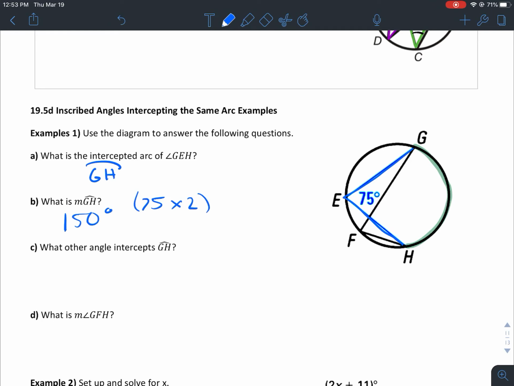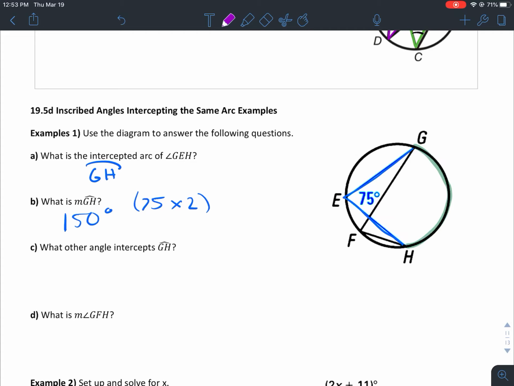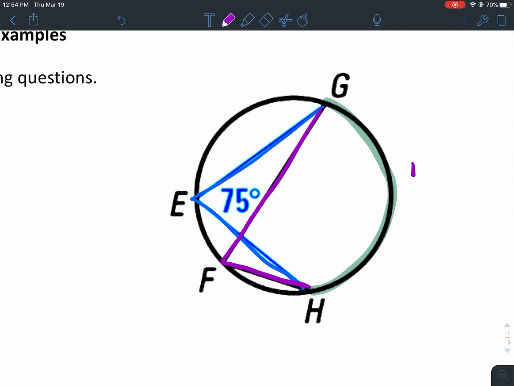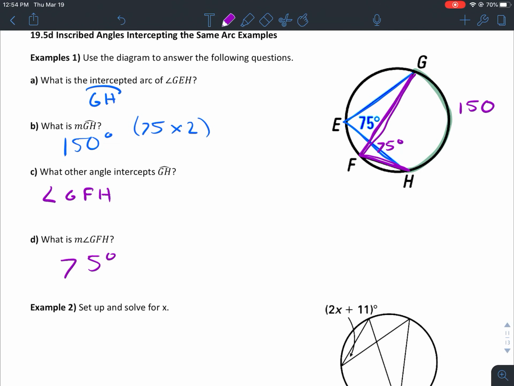Next it says, what other angle intercepts arc GH? So if we're looking here, we actually do have another angle that intercepts this arc. It is going to be GFH. It says, what is the measure of GFH? Well, if this arc is 150, we know that the angle that intercepts that arc has to be half of that. So that's also 75. So our answer would be 75 degrees.